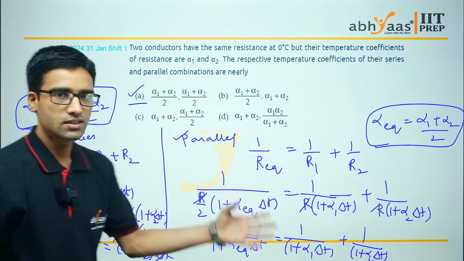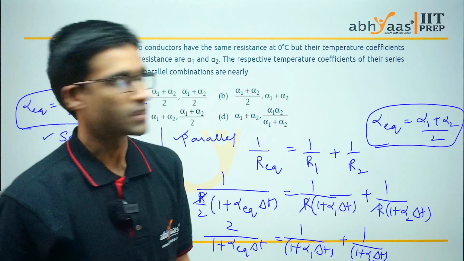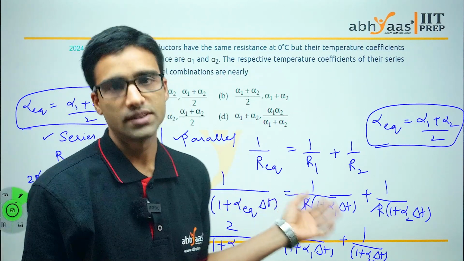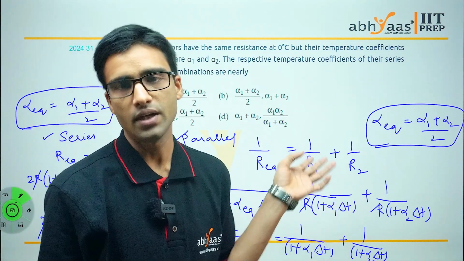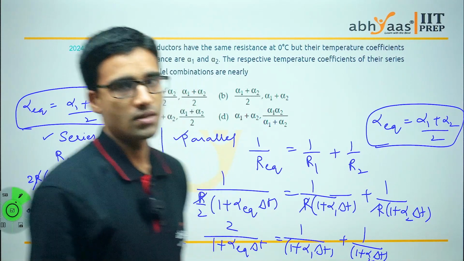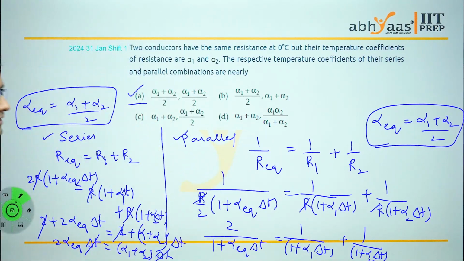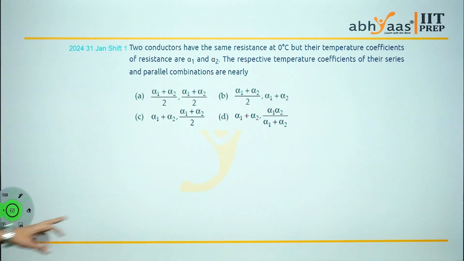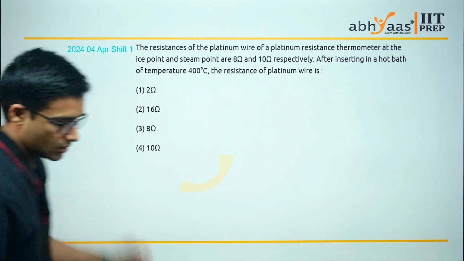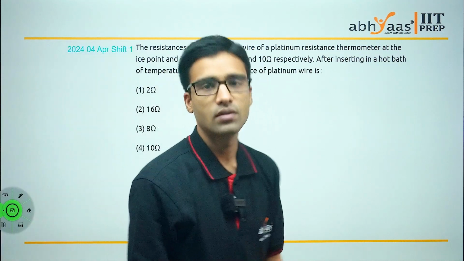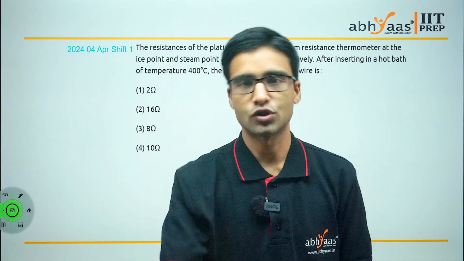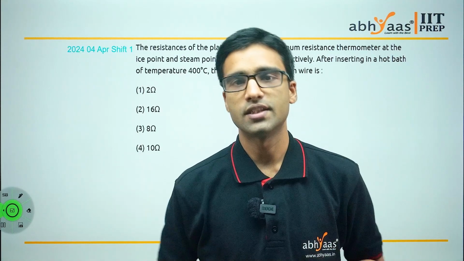The only thing is, you have to know what will come in series combination for resistance, and what will come in parallel combination. So this is one of the easiest questions, but it is somewhat difficult when compared to the first question. The first question is the very easiest one.